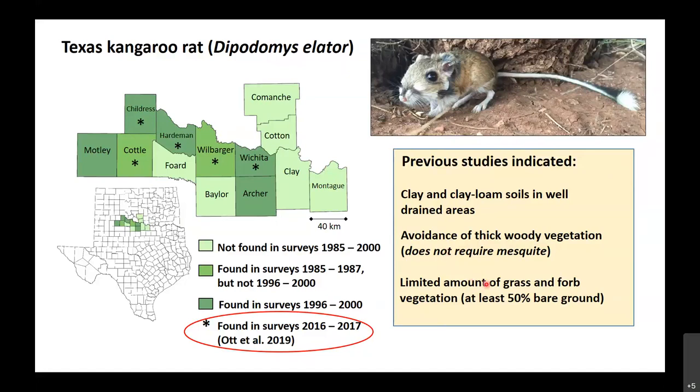They definitely need a lot of bare ground in their habitat. This facilitates their foraging and even their bipedal hopping locomotion. So there is a limit to the amount of grass and forb vegetation, but obviously enough that their seeds are being produced as a food resource.